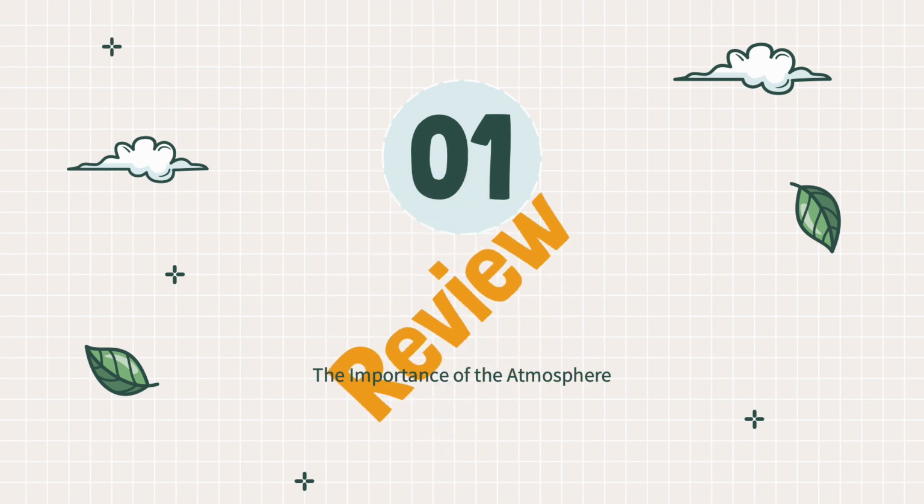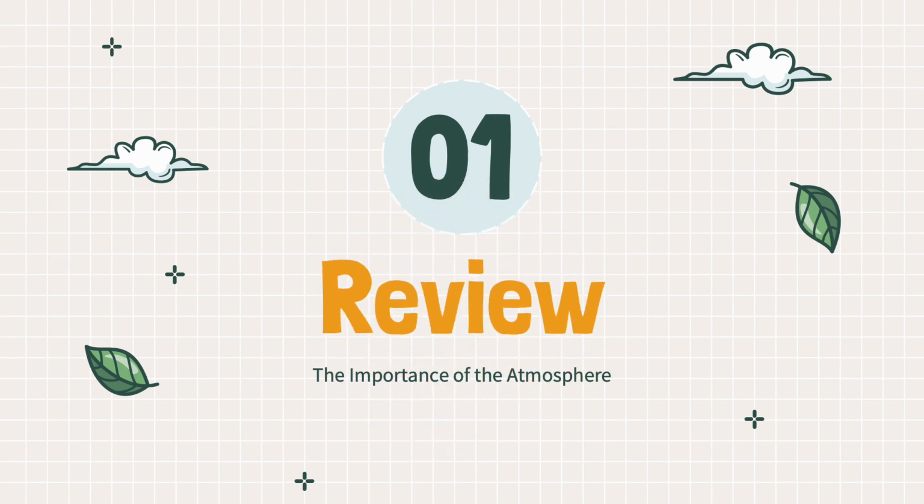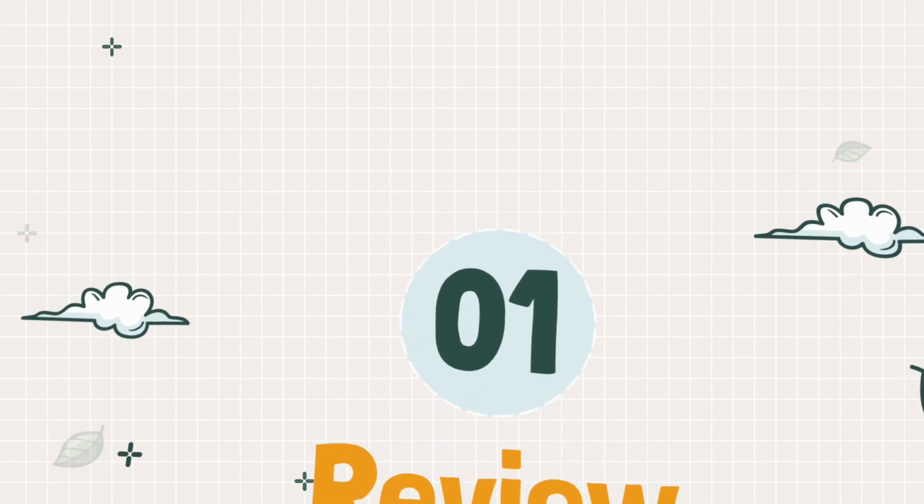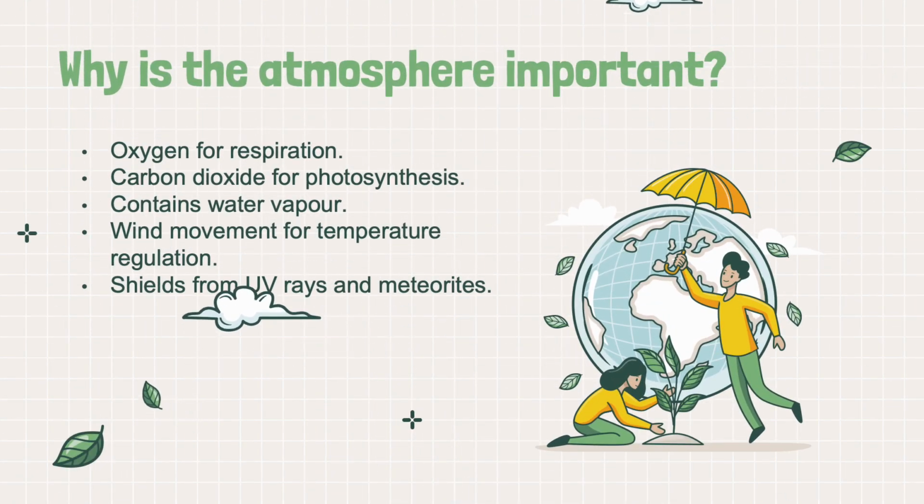Let us dive into the review of the atmosphere. As we discussed in the previous video, the atmosphere provides us with oxygen to breathe, carbon dioxide for plants to use in photosynthesis, and it contains water vapor that is a water source for the water cycle. On top of that, it moves air from the poles to the equator as wind and back to regulate the temperature of the Earth so that life can exist.